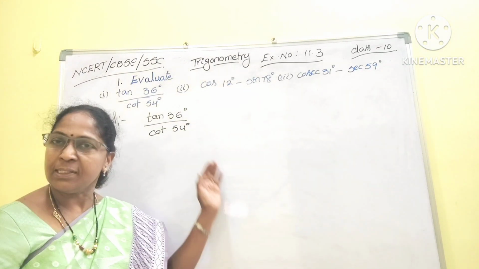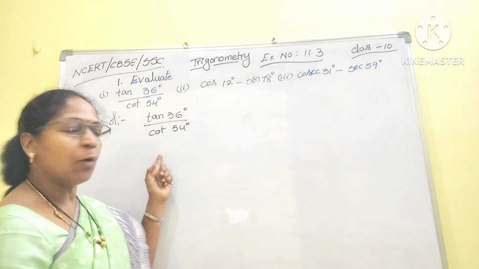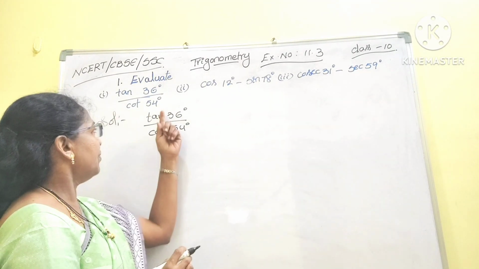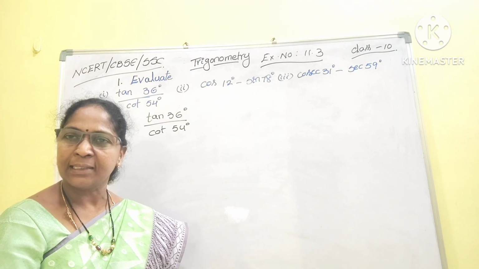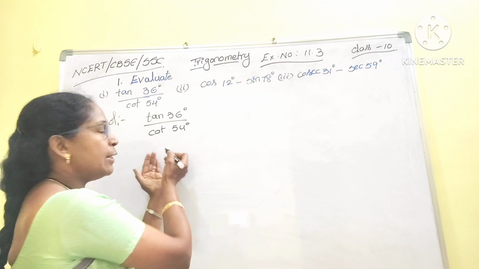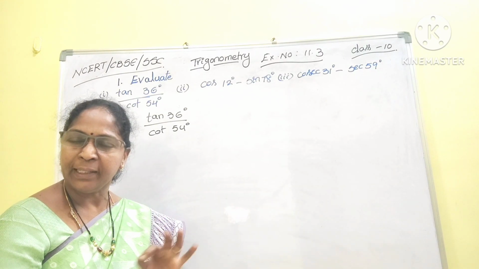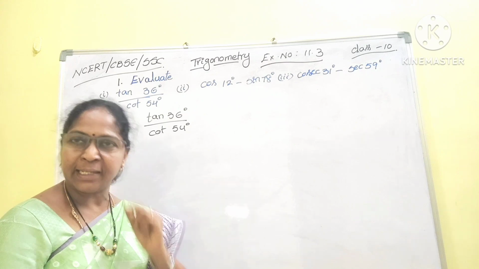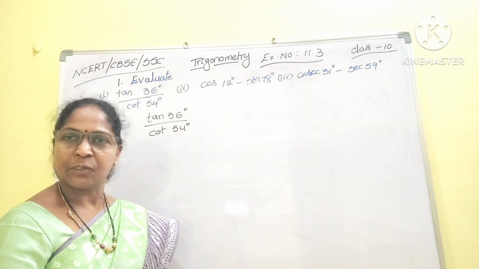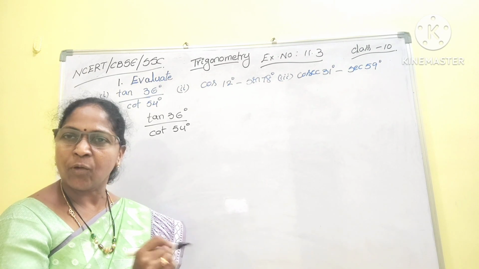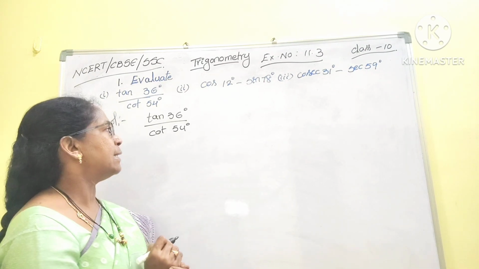If you observe this sum, the numerator and denominator terms are different trigonometric ratios. If that is the case, then you cannot cancel the terms. What is our aim here? Both numerator and denominator terms should be in the same trigonometric ratio with the same angle, then you can cancel the terms. So try to change these terms into the same trigonometric ratio with the same angles.